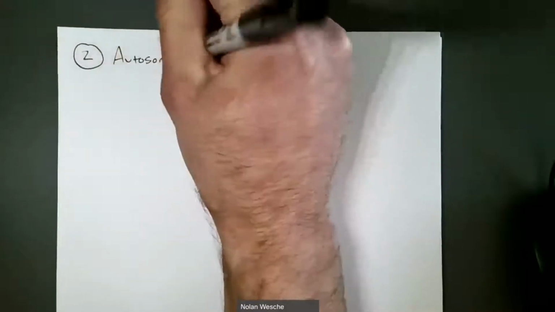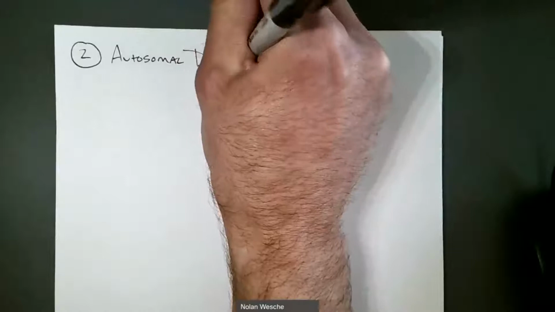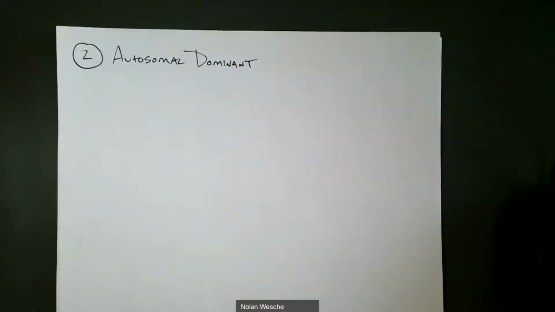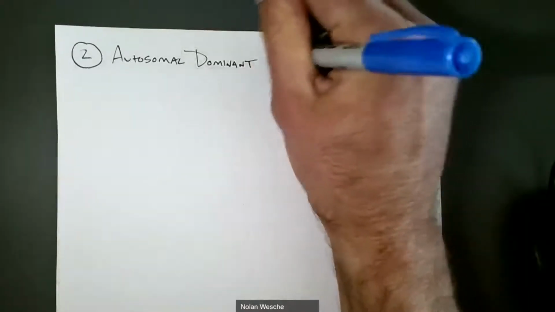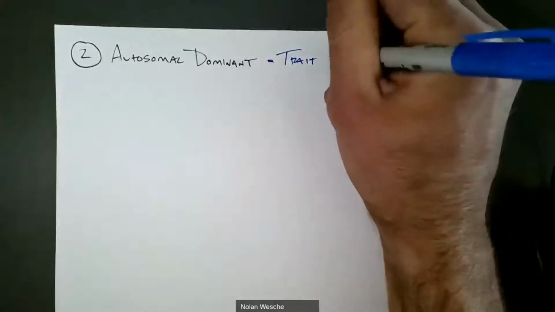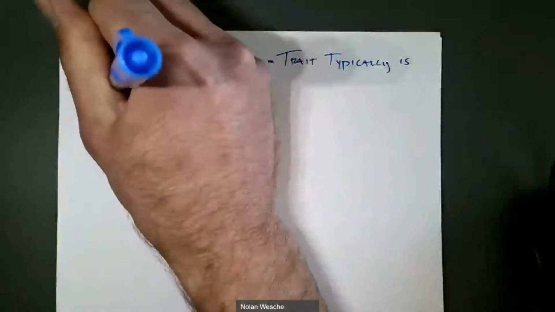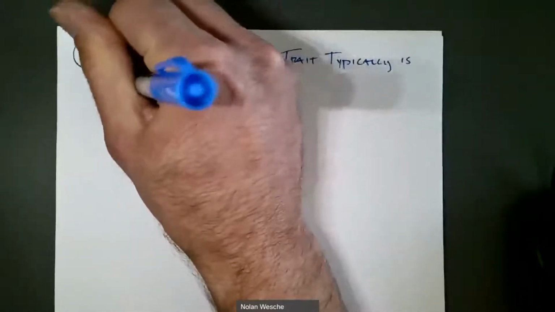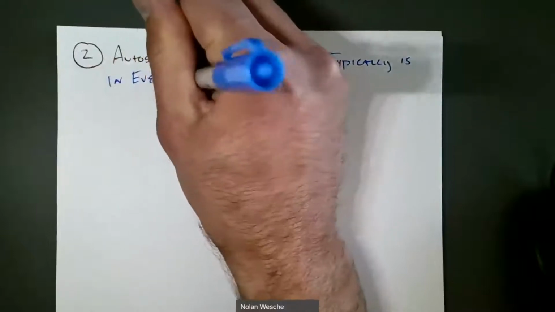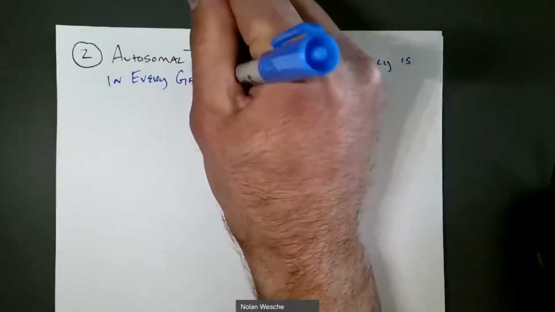Next thing we're going to look at is the next progression, and that's going to be autosomal dominant traits. Autosomal dominant. And what we look for in this instance is we look for the trait in every generation. So the trait typically is in every generation. So it doesn't skip a generation. So we're not skipping a generation.